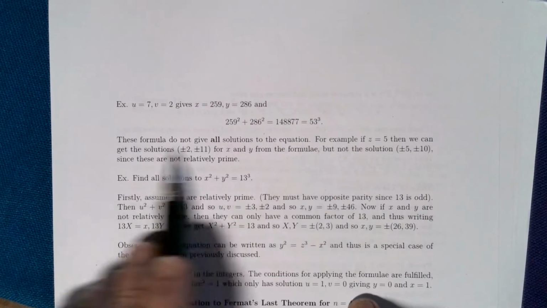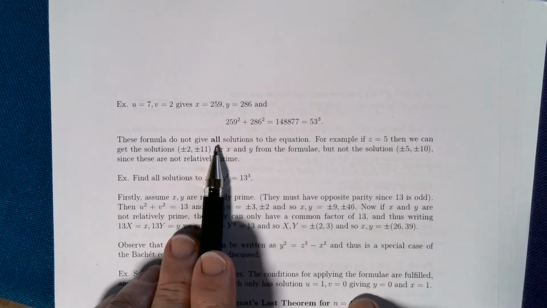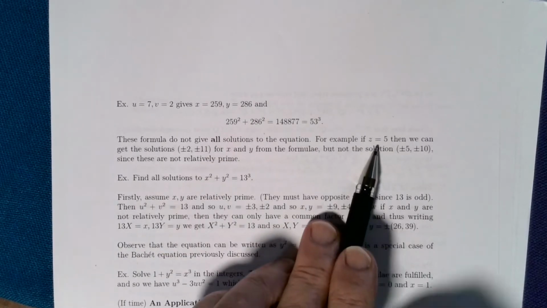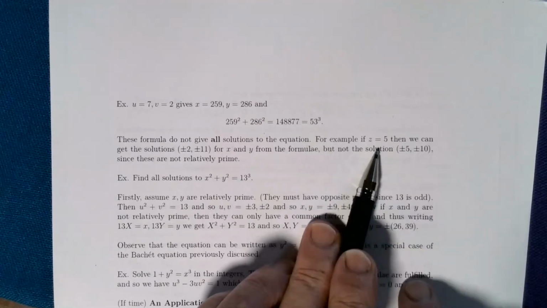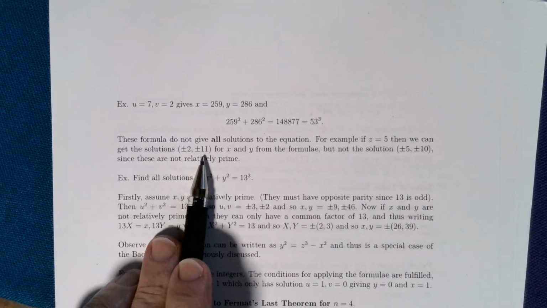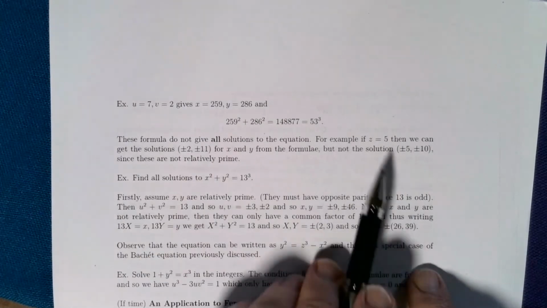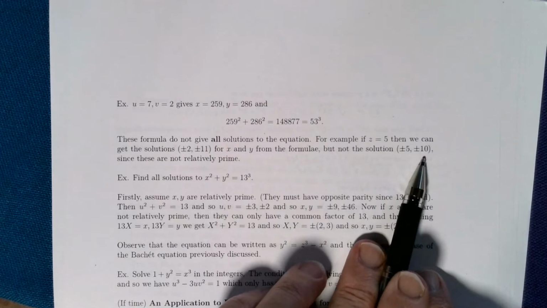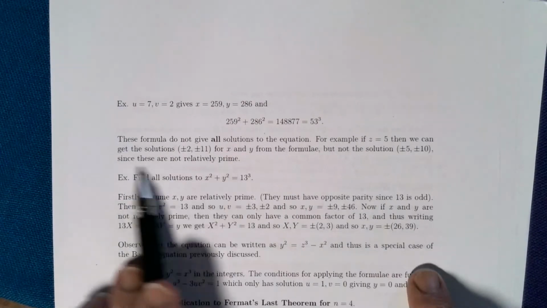Now these formulae do not give all the solutions to the equation. For example, if z is 5, we can get the solutions plus or minus 2, plus or minus 11 for x and y, but we can't get the solution plus or minus 5, plus or minus 10, since these are not relatively prime.